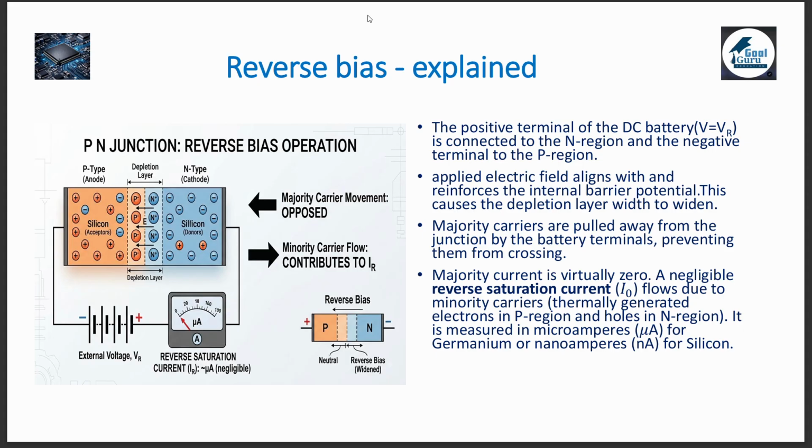Now, these minority carriers are because of the thermally generated electrons in the p region and holes in the n region. Since it is very, very low, very negligible, it is measured in microampere for germanium and nanoamperes for silicon.